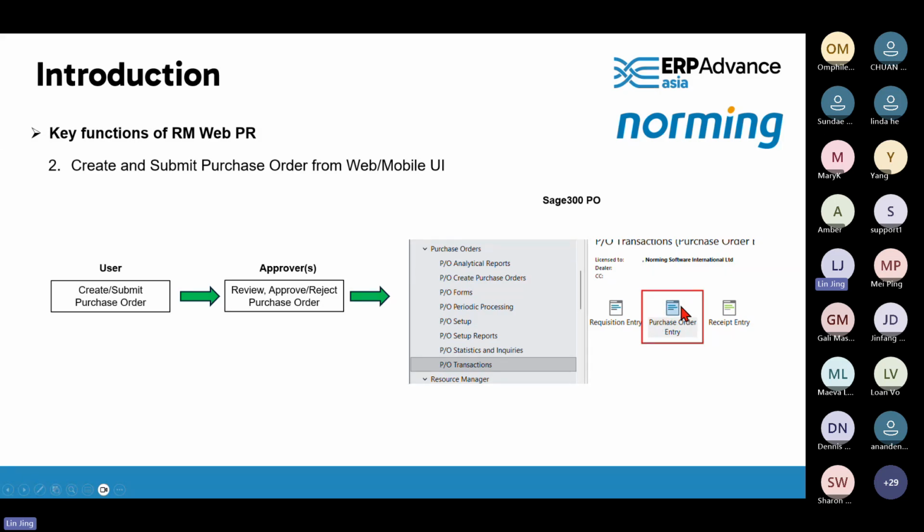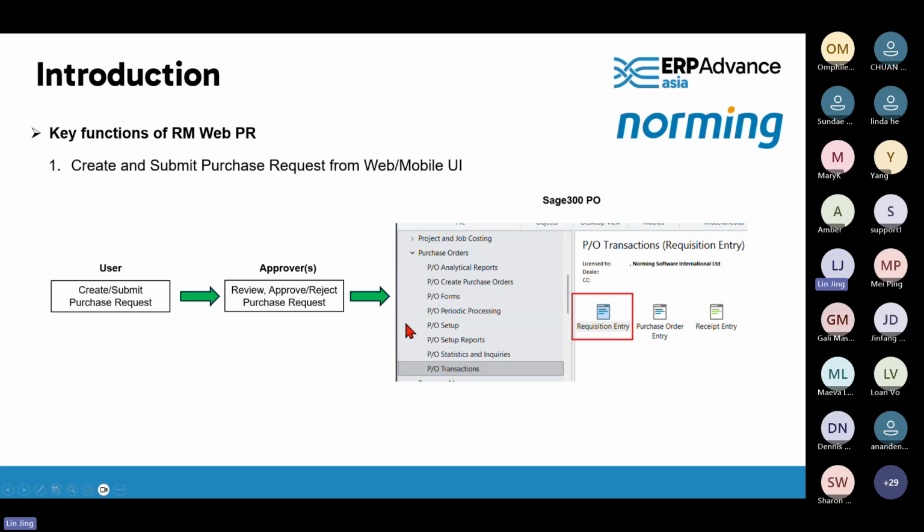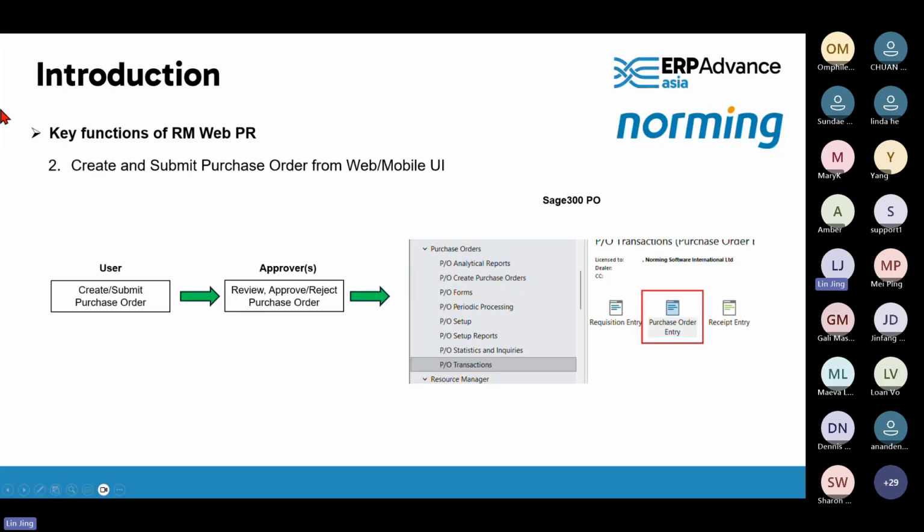Over the past year, I saw quite a lot of people confused about this part. They usually think the Norming web purchase requisition can only generate a requisition entry. So don't be confused by that. There's a setting that allows you to create different types of purchase requisition. This part I will explain later.